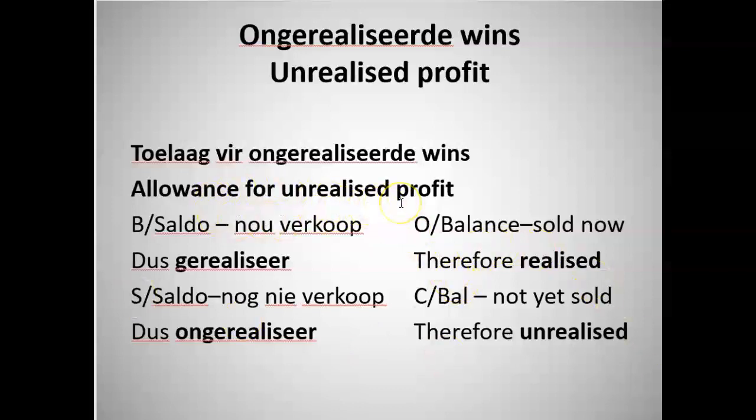So our allowance for unrealized profit, the opening balance, will be realized during the year. So that's going to be transferred to cost of sales because that's realized. The closing balance of my allowance account has not yet been sold. That is inventory that's still on our books, which hasn't been converted into cash yet, and therefore that profit is still unrealized. So our closing balance of our allowance for unrealized profit will be equal to the unrealized profit included in our closing inventory of finished goods.